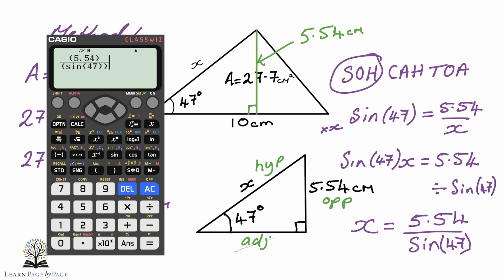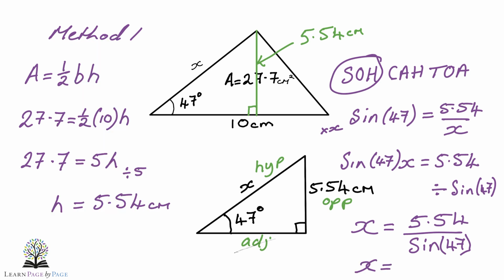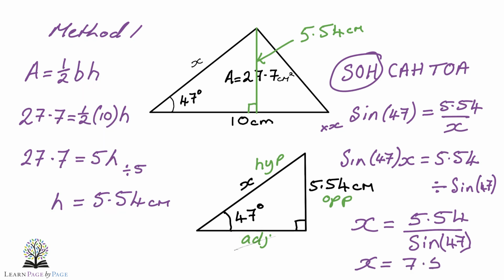Okay, what do we have here? So that gave us 7.574. I think we'll do 2 decimal places. That would be enough. x equals 7.57 centimetres. Not forgetting centimetres because we have found the length of a side. Okay, so that's one method. Let's have a look at a second method.